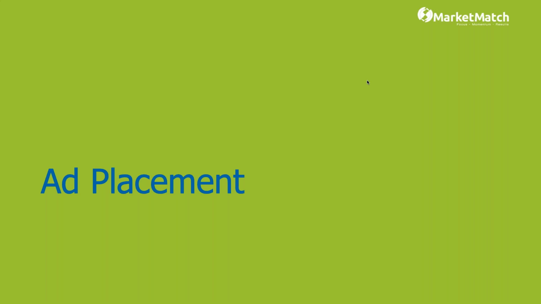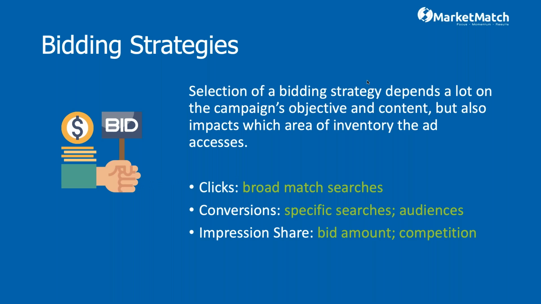All right, so we've gotten to the fun part now, where we're going to talk about ad placement, actually getting that ad out there. And the first thing we're going to talk about here is bidding strategies. As you may know, there are a lot of different bidding strategies. They differ based on what advertising platform you are on, but they boil down to three primary bidding strategies. The first is clicks, then we are targeting conversions, or what's called target CPA, or cost per acquisition, and then the last being impression share.